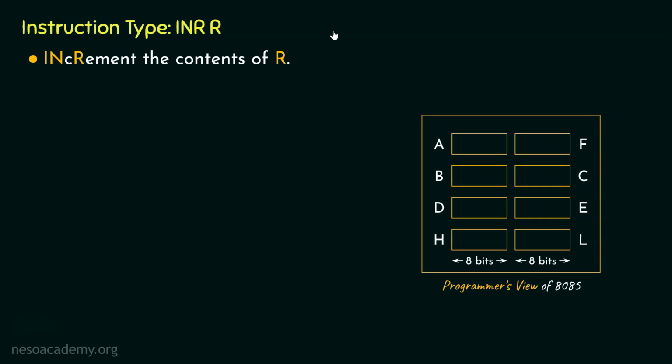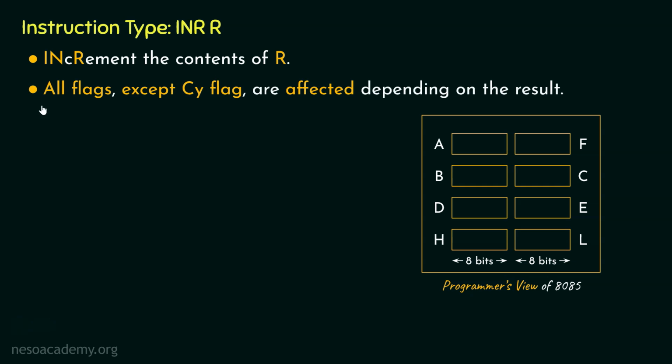Correct? Now the execution of the instruction of this type is going to affect all flags except the CY flag, or the carry flag. Now why is that? I'll explain that in a moment. But before that, let me tell you the instruction type INR R also falls under the category of 1 byte long instructions, just like ADDR. Now let me show you how this instruction is going to work.